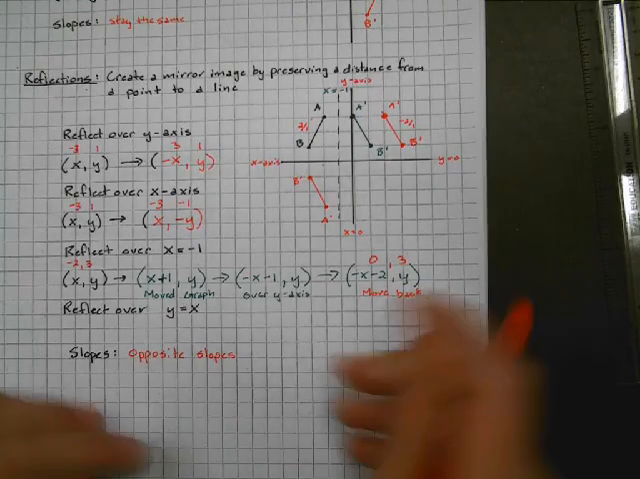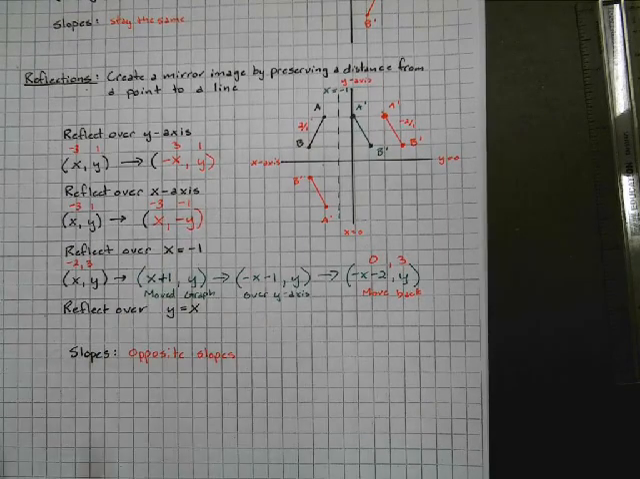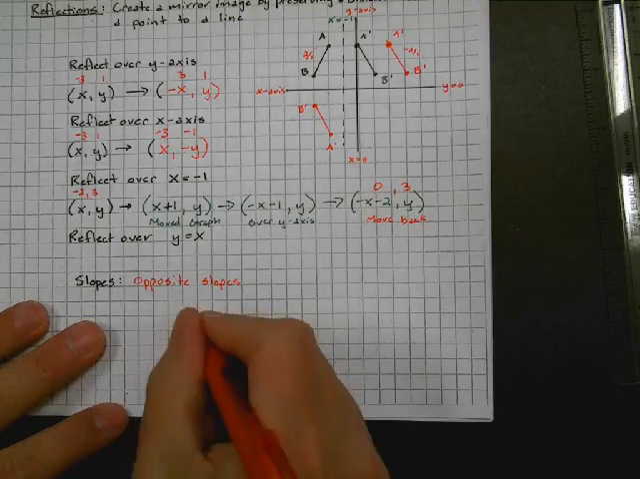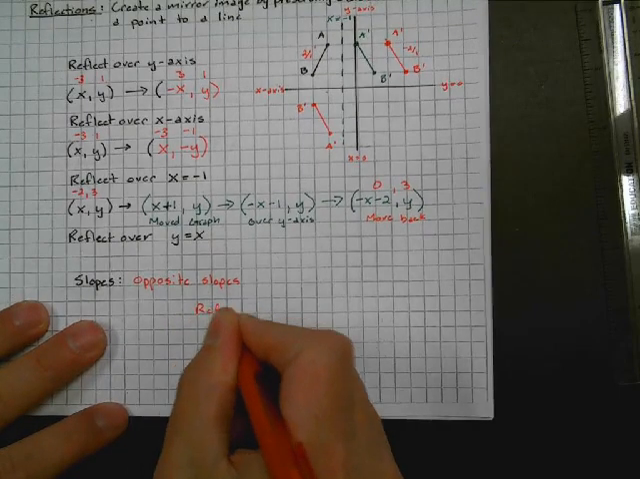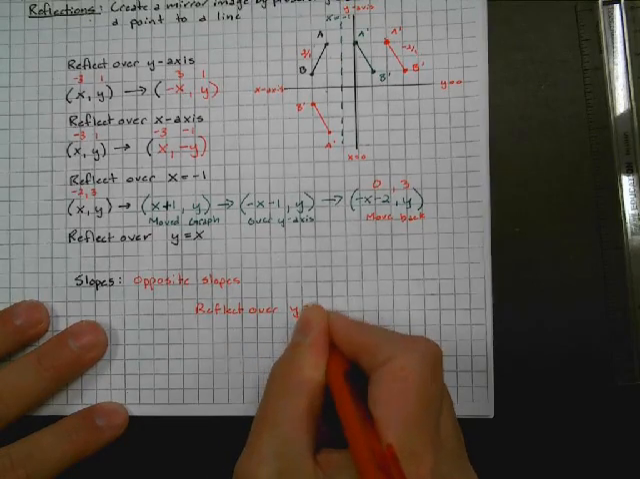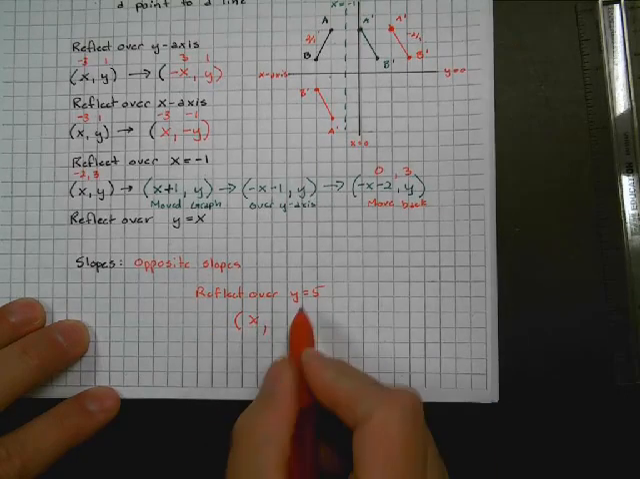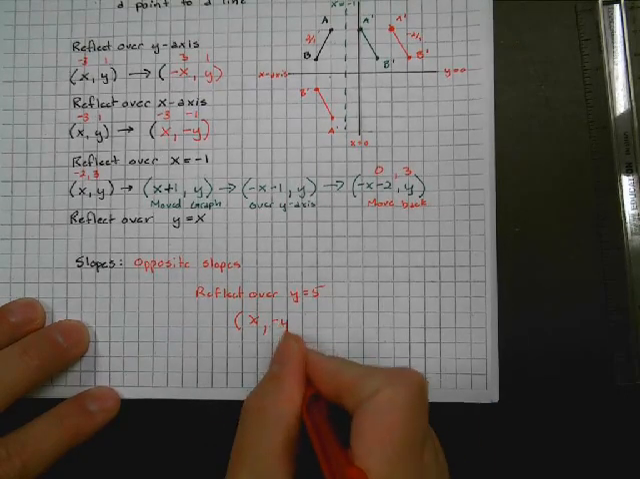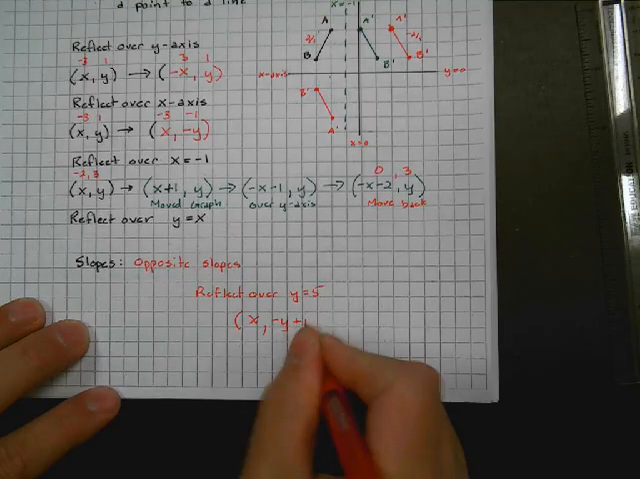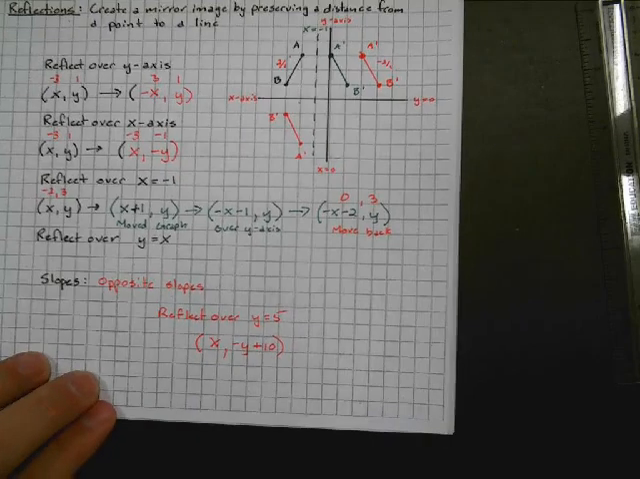So if I wanted to reflect over y equals 5 instead of x equals negative 1, then the coordinate notation would be x comma y goes to x comma negative y, double the 5 plus 10. Boom, done. Kind of cool.